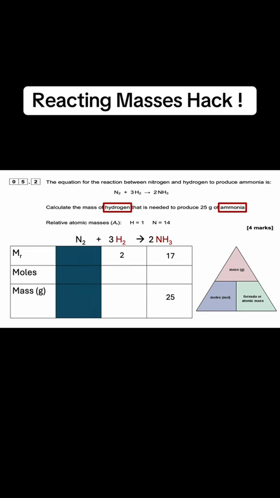Now, we're going to use our triangle again. Cover moles on your triangle. And the formula is moles is equal to mass over relative molecular mass. 25 over 17 will give you 1.47 moles.